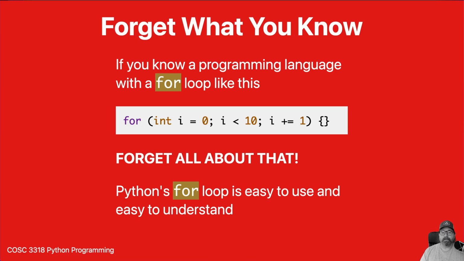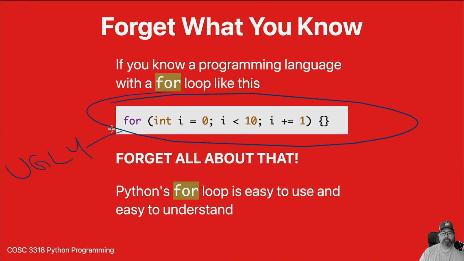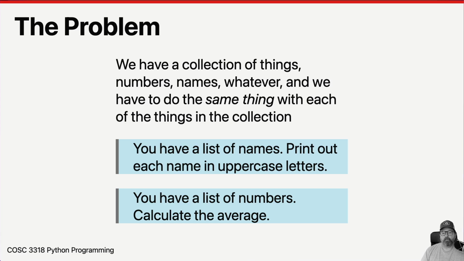For those of you coming from another programming language, you may see a for statement like this. Forget all about that. It's an ugly for statement. Python's for loop is easy and intuitive, and I like it so much more than that weird looking thing right there. I mean, come on. This is just ugly. Ugly.